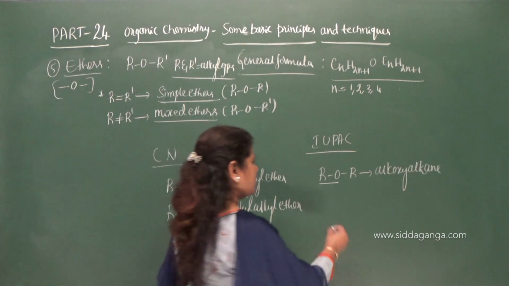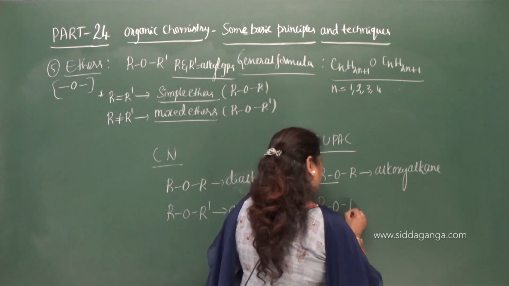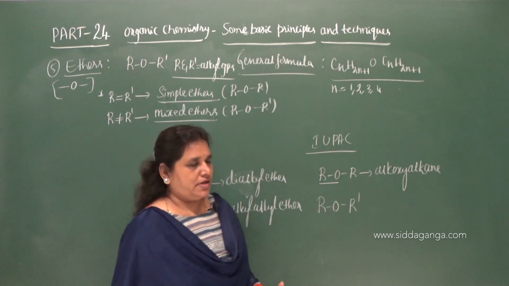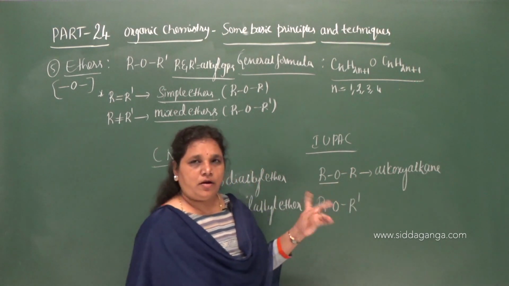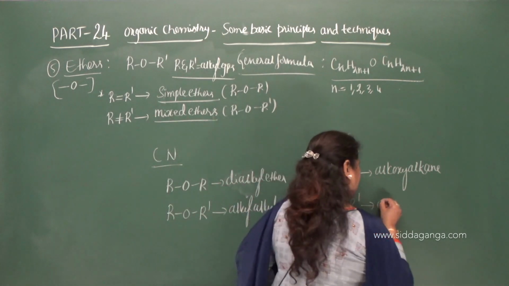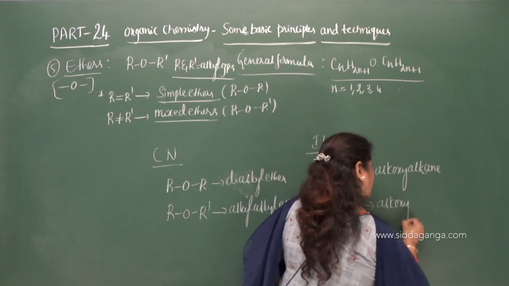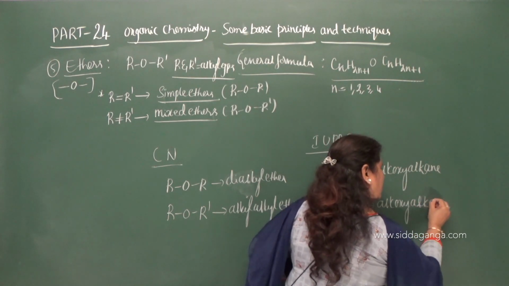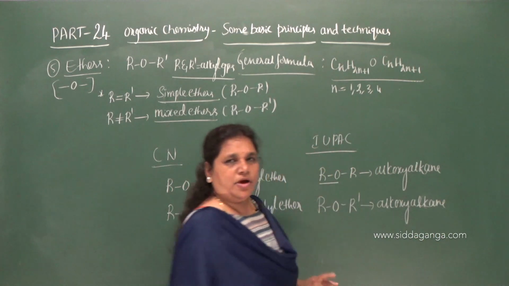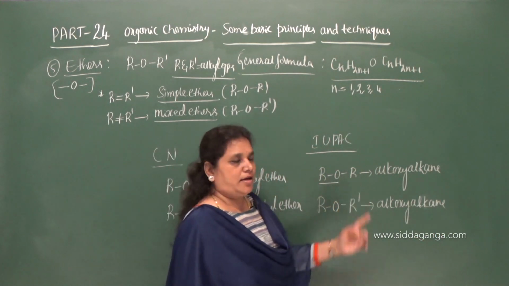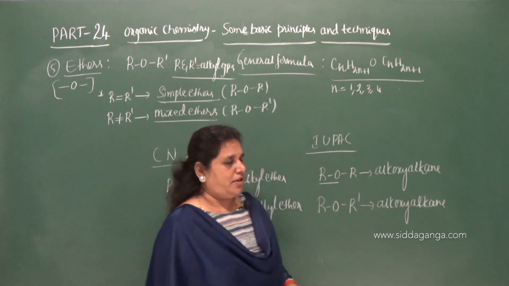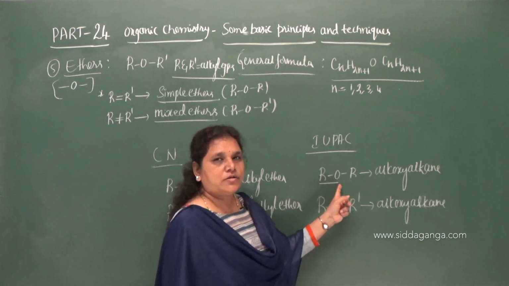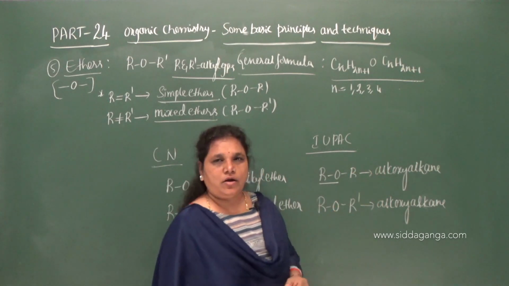Mixed ether, if it is R-O-R', here these two are different, correct, but the name is same, alkoxy alkane. So alkoxy alkane is the IUPAC name of ethers. In a simple ether, the two alkyl groups are the same, so you can take any of the alkyl groups along with the oxygen to name it as an alkoxy.